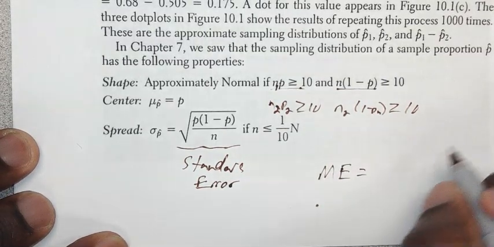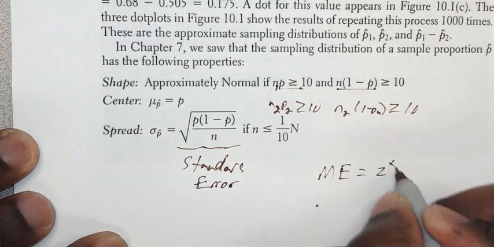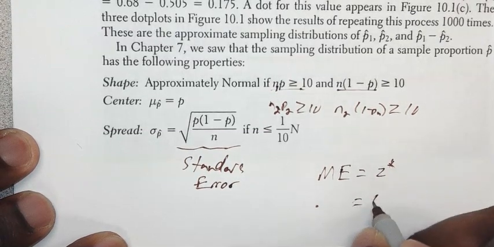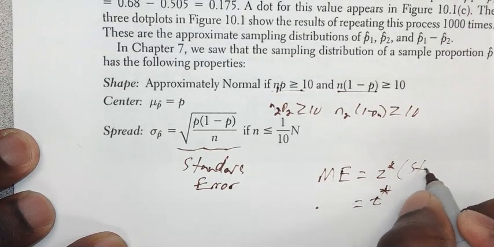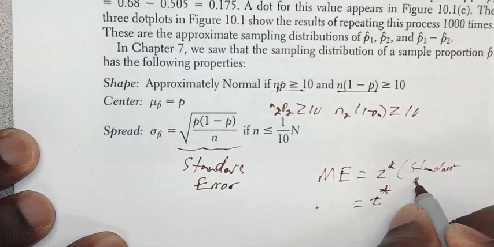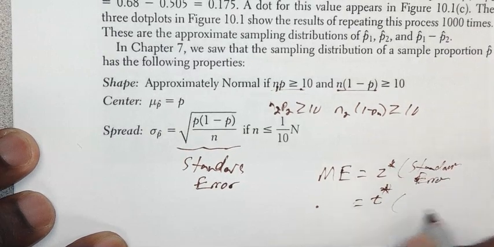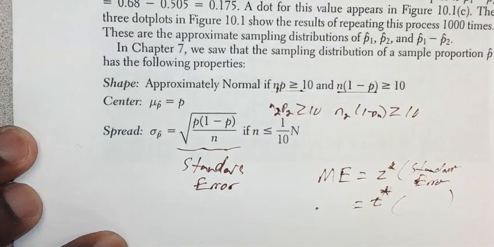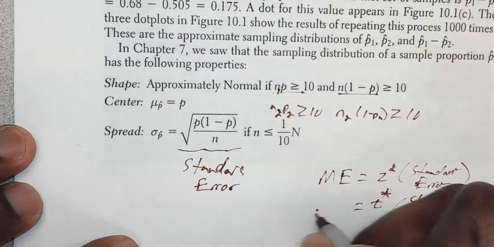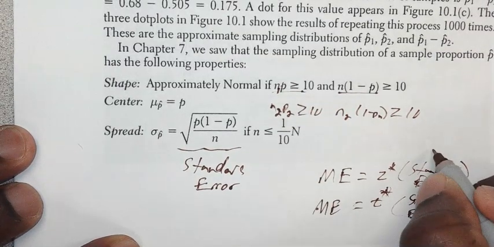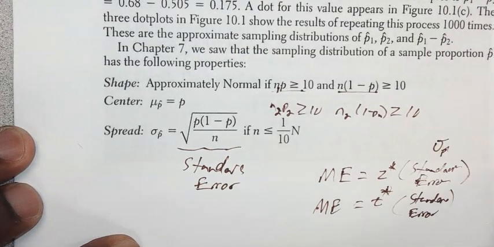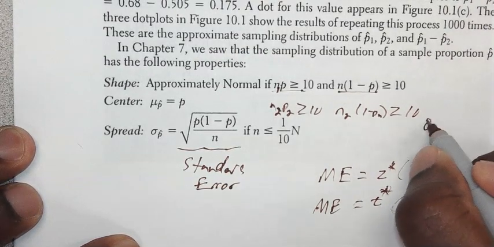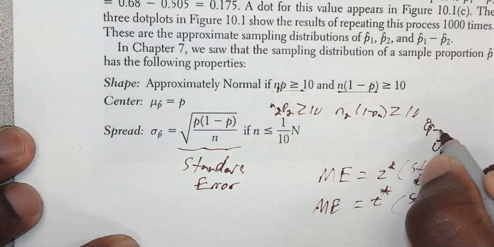So the margin of error equals the z star, or in some cases t star, if we're using the t distribution, times the standard error, which, if it's one sample, is just the standard deviation of that one sample. If there's a difference of two samples, it is the standard deviation of the difference of those two samples.